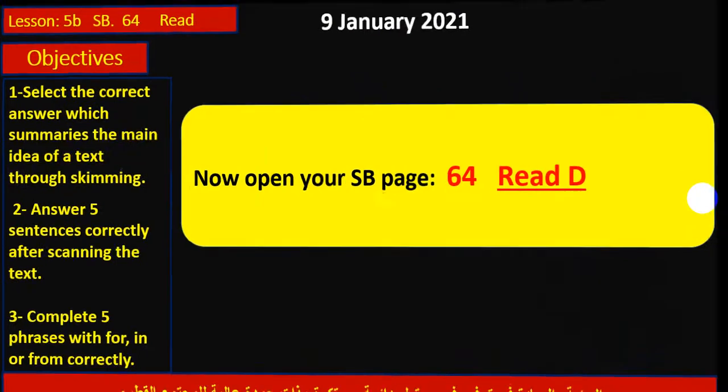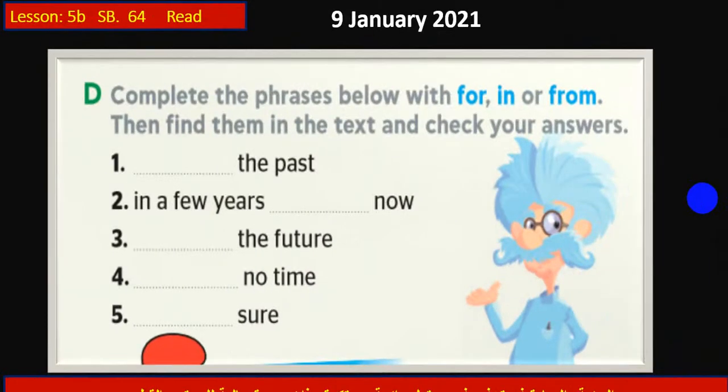Moving now to exercise D. What we're going to do in this one is complete the phrases below with for, and, or from, then find them in the text and check your answer. So, move back to the text and complete the sentences, then come back to check your answers.